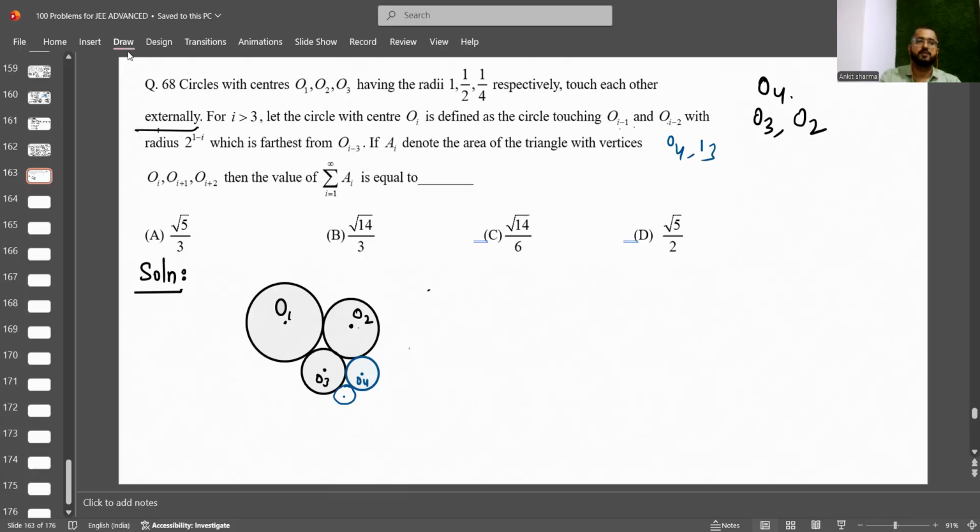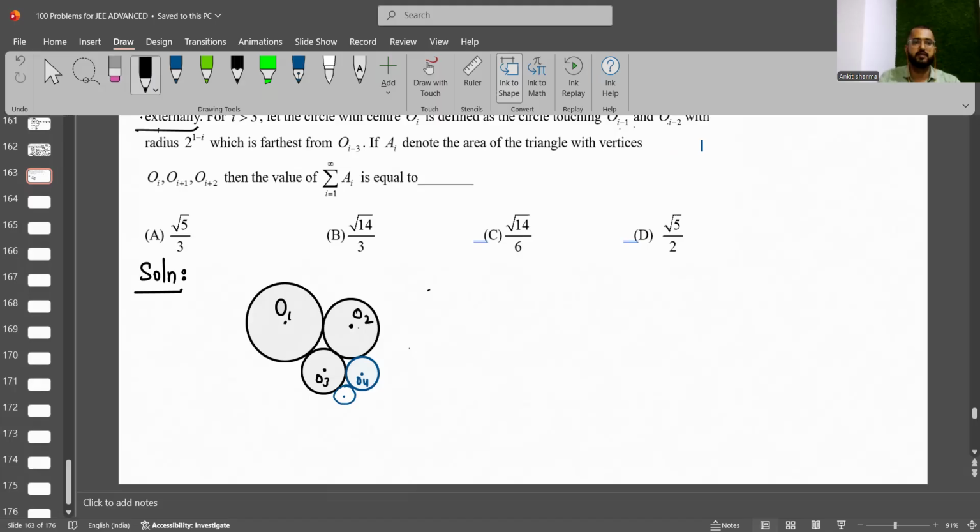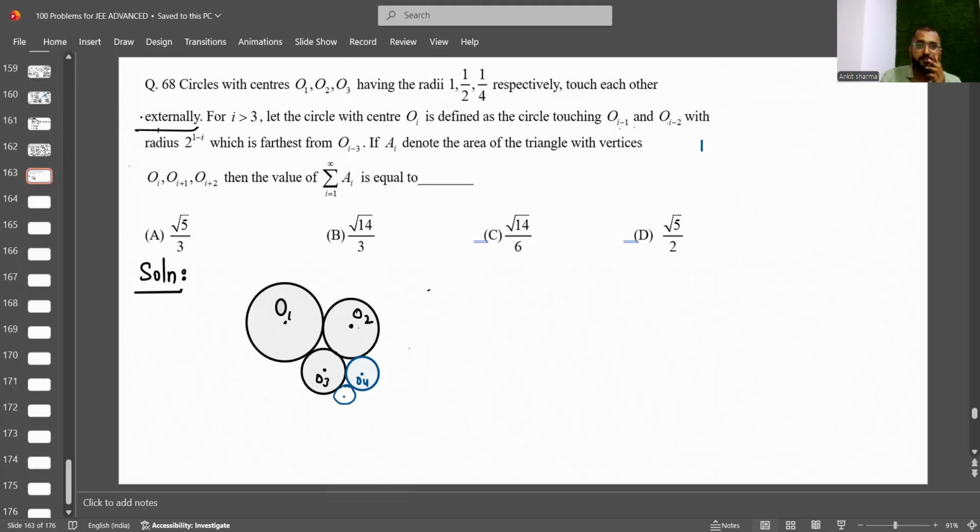So now let's see what this problem is asking us. I hope till here everything is fine. Now, if you look at this, they have given the radius also. If I see here O4, what is the radius of O4? It's 2 to the power 1 minus 4, which is minus 3. So 2 to the power minus 3, which is 1 by 8. Now I have A_i denote the area of triangle with vertices O_i, O_(i+1), O_(i+2). So if I take i equal to 1, it is O1, O2, O3, and next is 2, 3, 4, then 3, 4, 5, and so on. So all we want is this triangle basically.